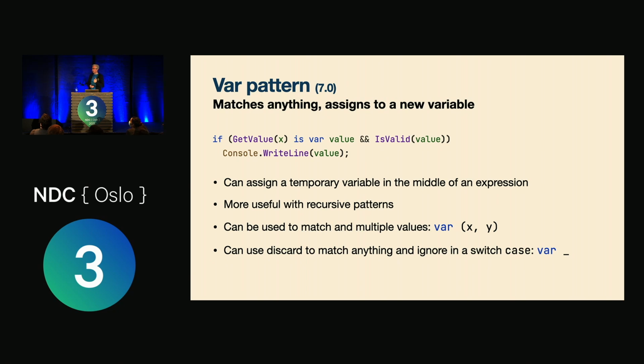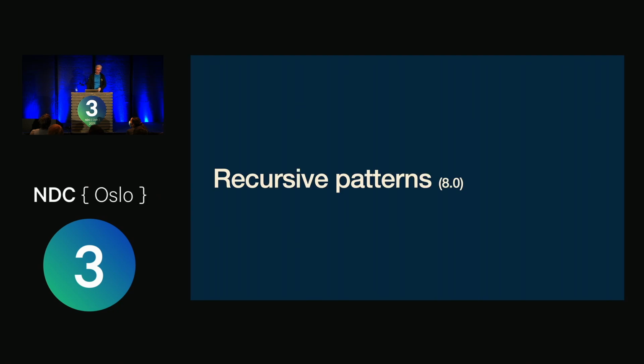So var underscore will match anything and ignore it, which is, I still don't really know a use case for that one, to be perfectly honest. But you can match anything and then throw it away. But where this is really useful is with recursive patterns. And recursive patterns is where we're really starting to put things together and get some power out of this.